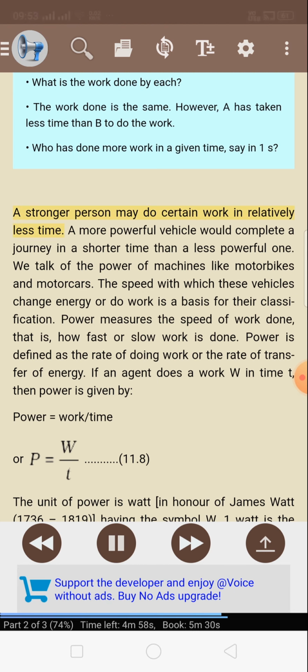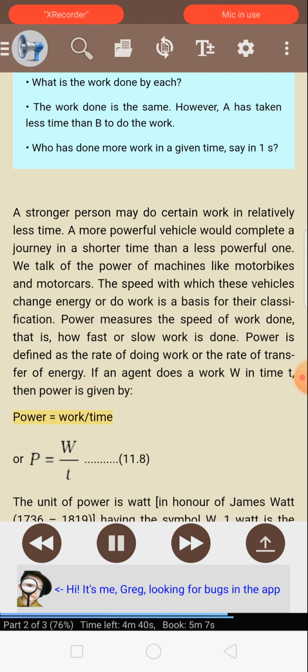A stronger person may do certain work in relatively less time. A more powerful vehicle would complete a journey in a shorter time than a less powerful one. We talk of the power of machines like motorbikes and motorcars. The speed with which these vehicles change energy or do work is a basis for the classification. Power measures the speed of work done, that is, how fast or slow work is done. Power is defined as the rate of doing work or the rate of transfer of energy. If an agent does a work W in time t, then power is given by power equals work divided by time.